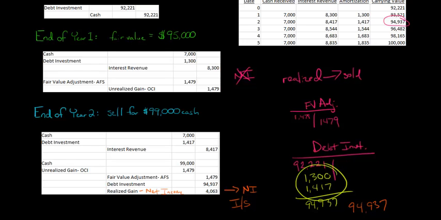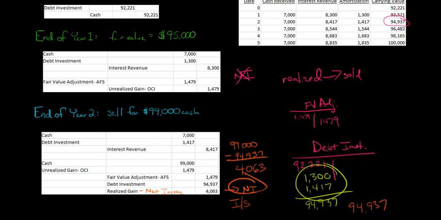Now, you can think about this 4,063 intuitively. You could think about it as, what did we actually get? Well, we got 99,000. And then we subtract the carrying value, which is 94,937. So if we forget everything that happened before, we just think right now, we sold something for $99,000 and its carrying value was 94,937. And so that gets us to that gain of 4,063. And again, we sold the investment, so this goes to net income.